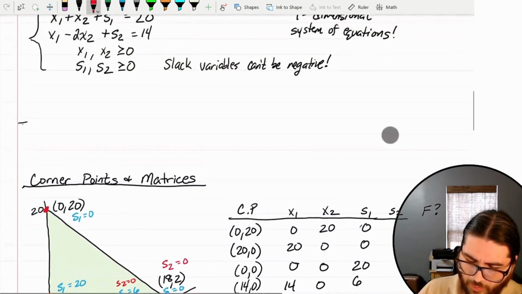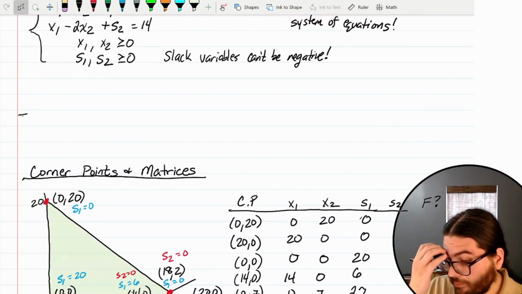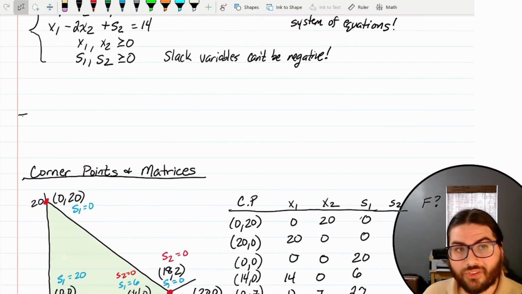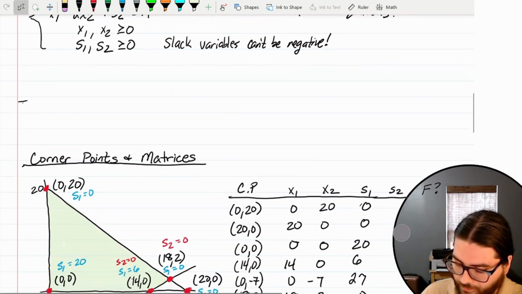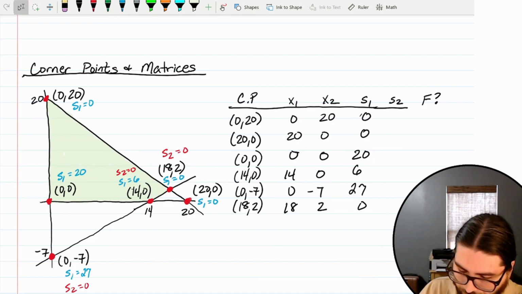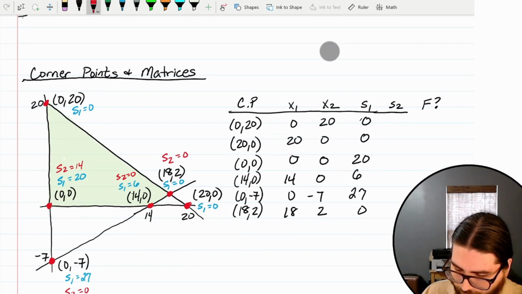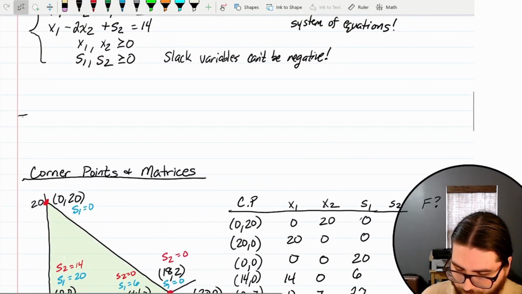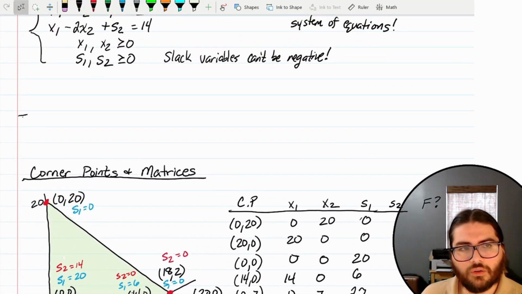Just to scroll back up, remember, I'm supposed to be doing x1 minus 2 times x2, plus S2 is equal to 14. Okay, so 0 minus 2 times 0 plus 14 is equal to 14. I think S2 would equal 14 here. Yeah. Remember, plug in 0 minus 2 times 0 plus 14 is equal to 14.